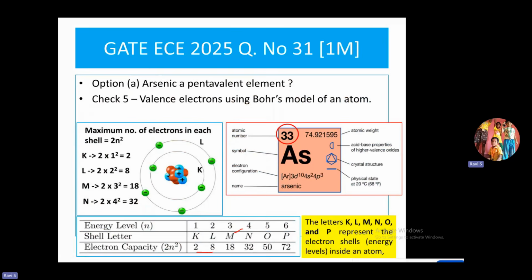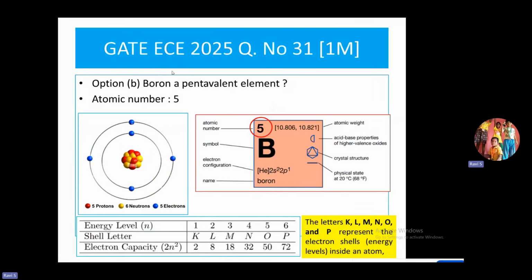So 2 plus 8, 10, 10 plus 18, 28. So out of 33, 28 electrons are lying in K, L and M orbits. And remaining 5 electrons lying in the nth orbit. Because we have 5 electrons in the nth orbit, then we consider that arsenic is a pentavalent element. So arsenic can be used as an N-type dopant.